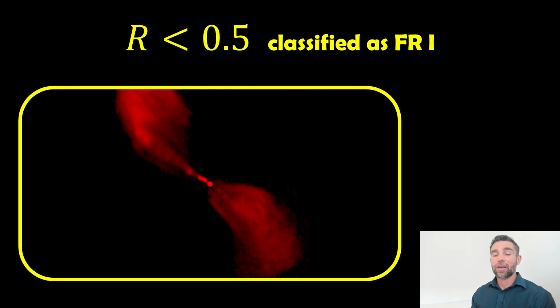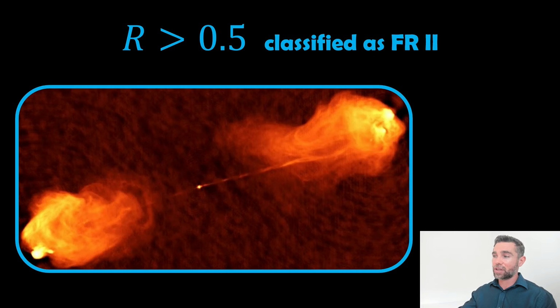And then we've got our ratio being greater than a half. So if it's more than 0.5, it's going to be classified as FR2, and you can see an example of one here. The brightest parts of the radio emission are stronger, brighter at the outer parts of its lobes. That will be classified as an FR2.